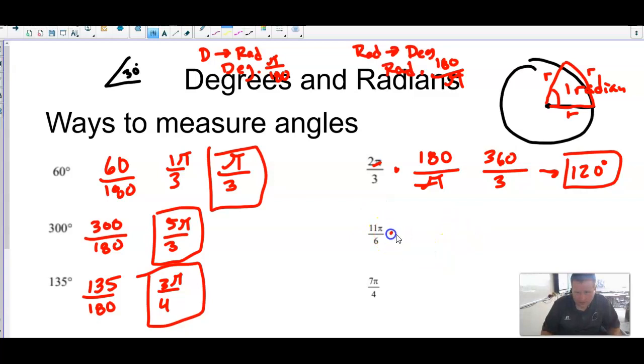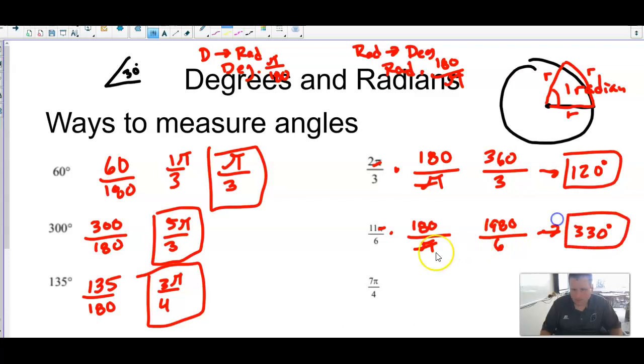If I look at this next one, I would just times that by 180 over pi. That cancels out the pi there. I'd go 11 times 180. That gives me 1980, and then I'm going to divide that by 6 because that's what I had in the other one, and this would give me 330 degrees. That's what I'd have for this one.